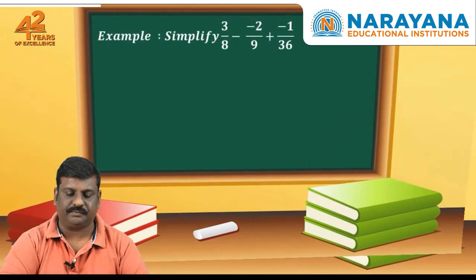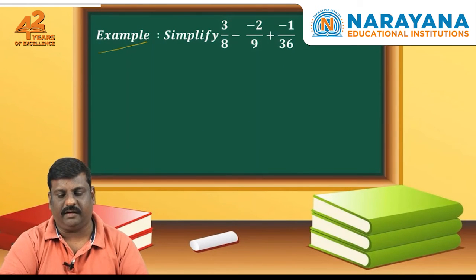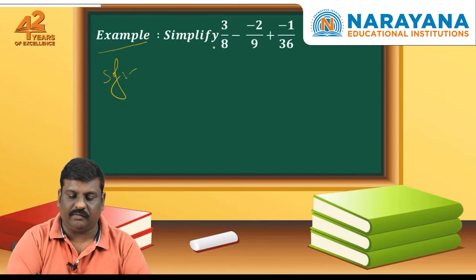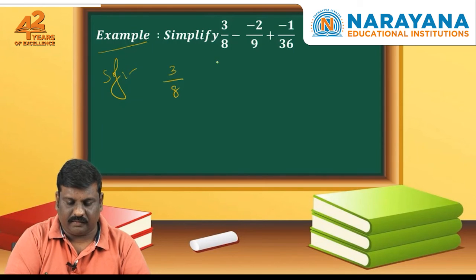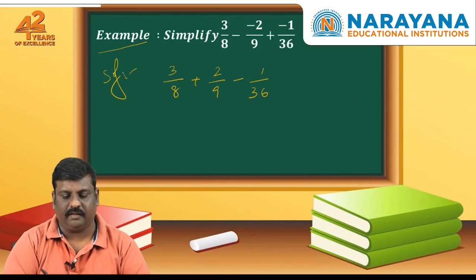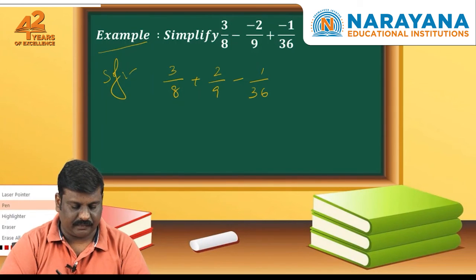And next one is, take one more example here now. Simplify 3 upon 8 minus of minus 2 upon 9 plus of minus 1 by 36. So take what is given, first of all write it here now. 3 upon 8 minus of minus, plus 2 upon 9 plus into minus, minus 1 by 36. So here the denominators are 8, 9 and 36. Take the LCM here now.